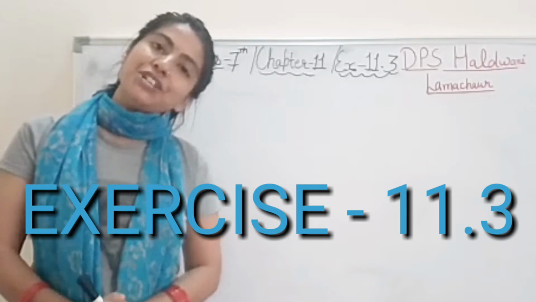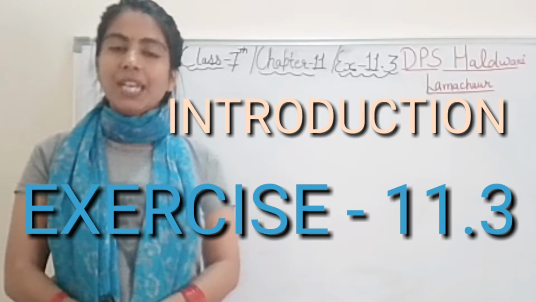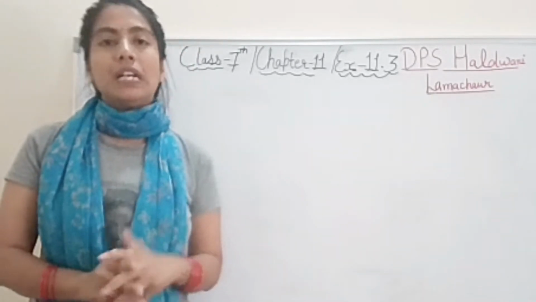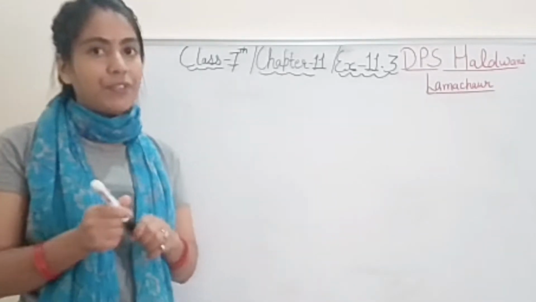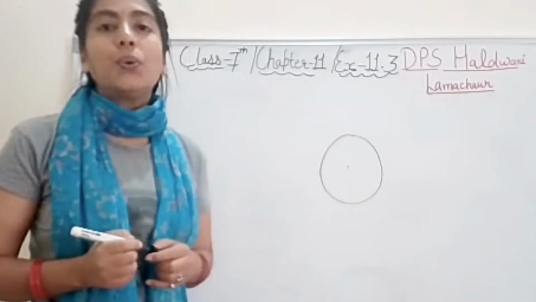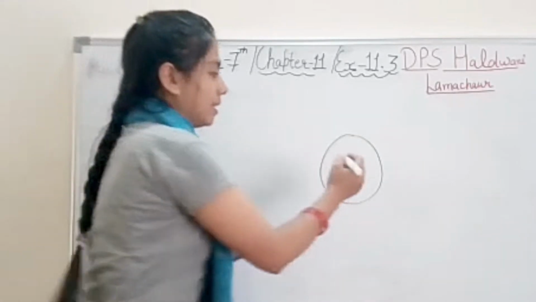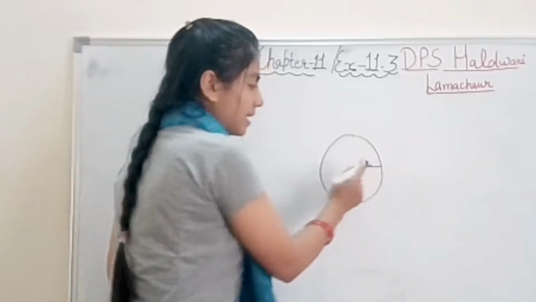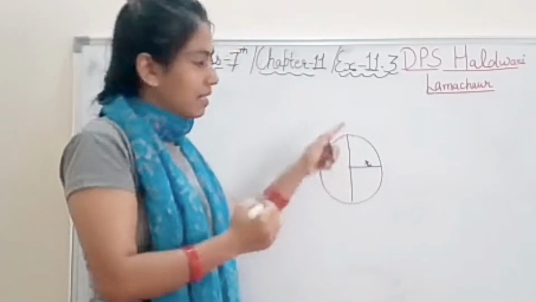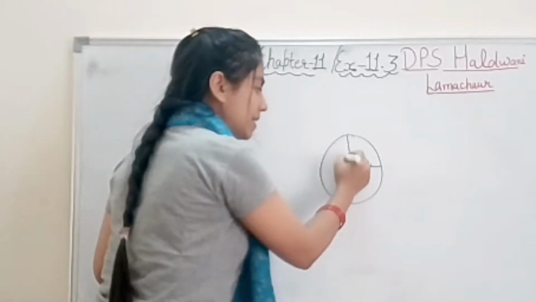So let's start the introduction, that what type of question we will deal with in this exercise. First of all, in this exercise, there are some questions related to circle. Everyone knows circle. From the center, when we make a circular shape, this is called a circle. A circle has two major parts: one is radius, from the center to one end of the circle, and one is diameter, from one end point of the circle to the other. Right? So, radius and diameter.